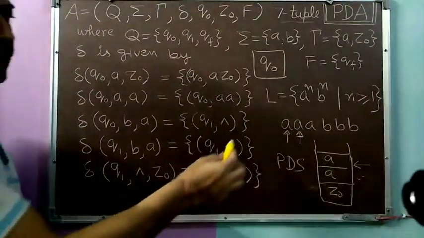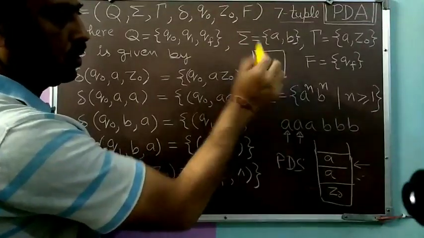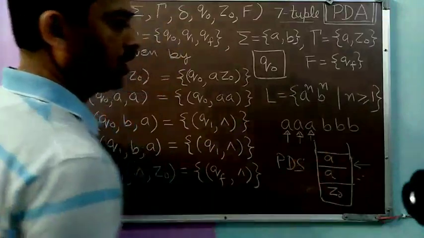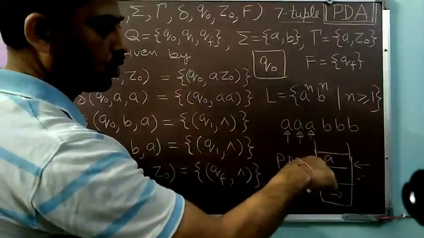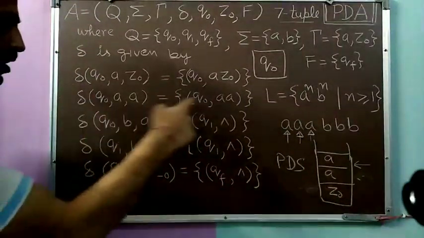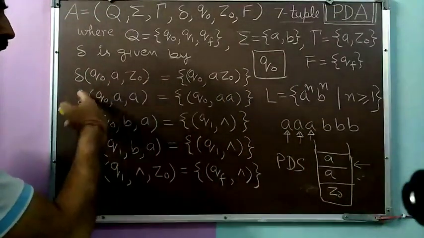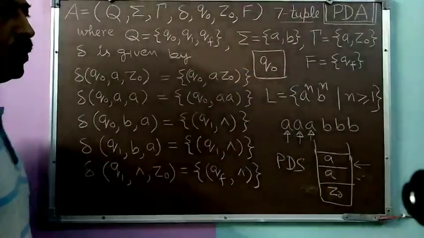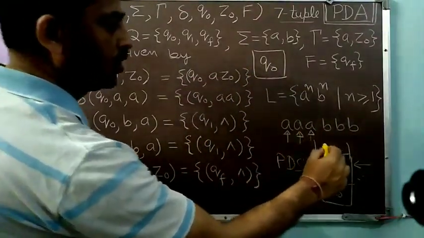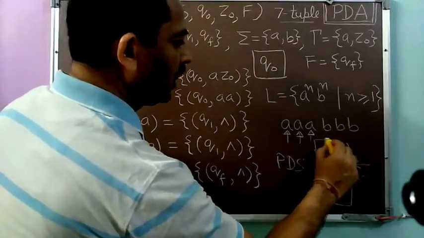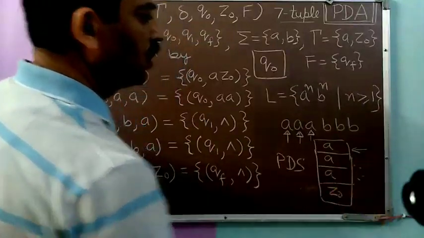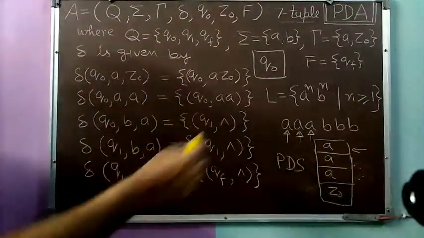Again I am seeing the same situation. Q0 is my state, the next symbol is also A, and the pushdown store top is also A. So again this Q0 A transition will be applied. I will remain in the state Q0 and, by removing this A and putting double A, I will be pushing one more A here, and this will become the top of the pushdown store. So I have done this.